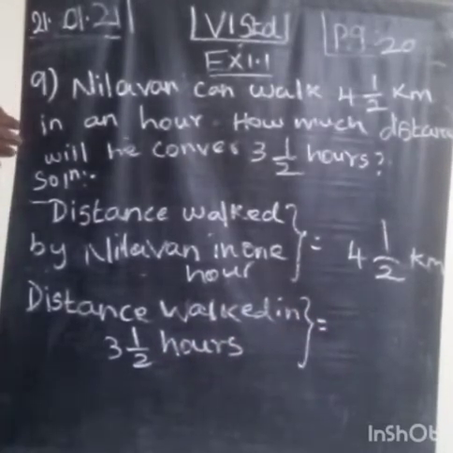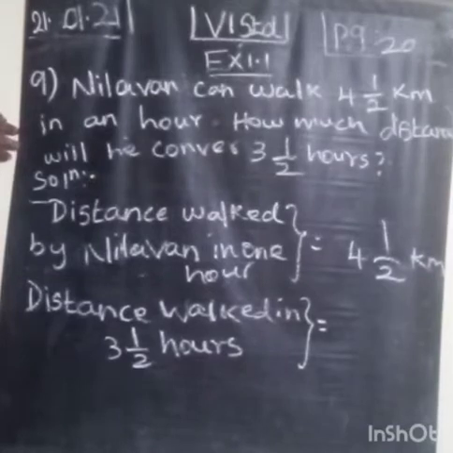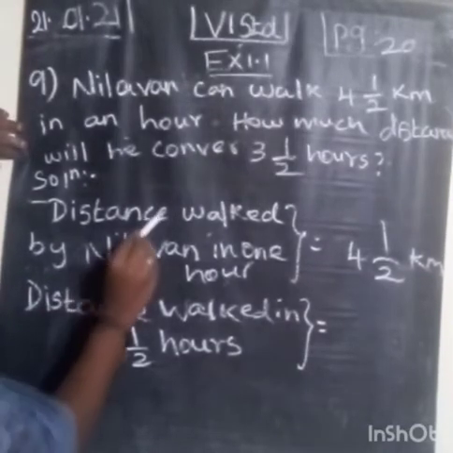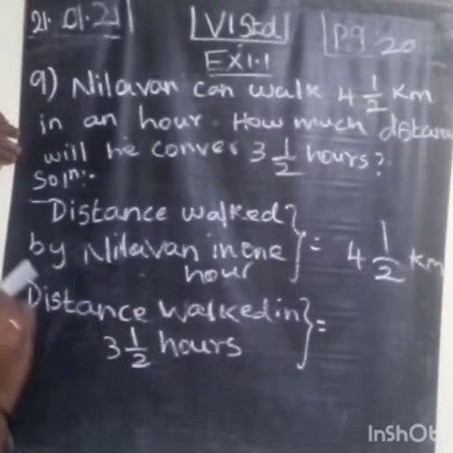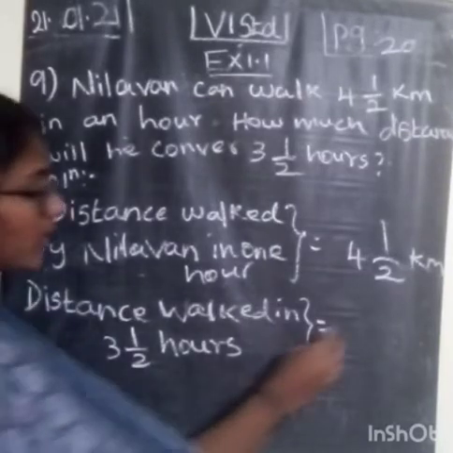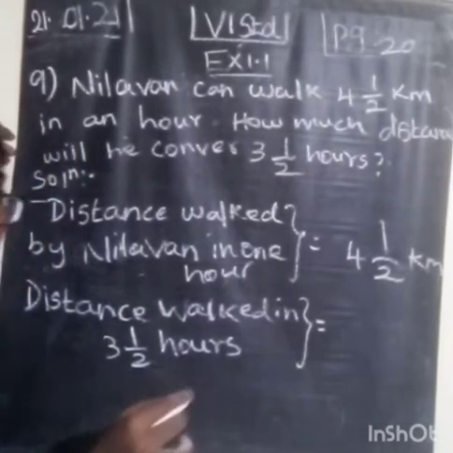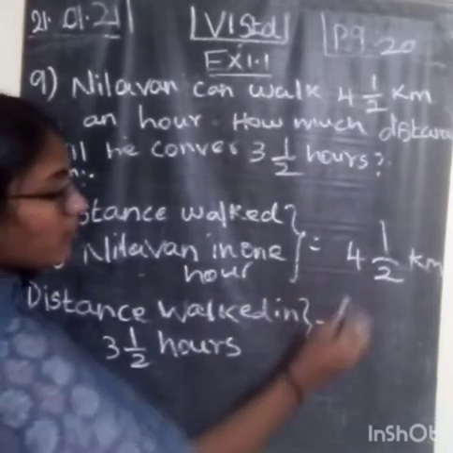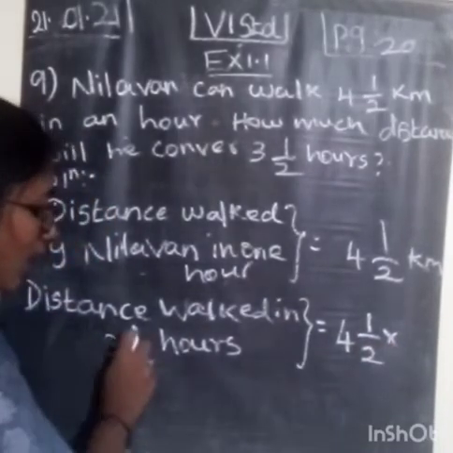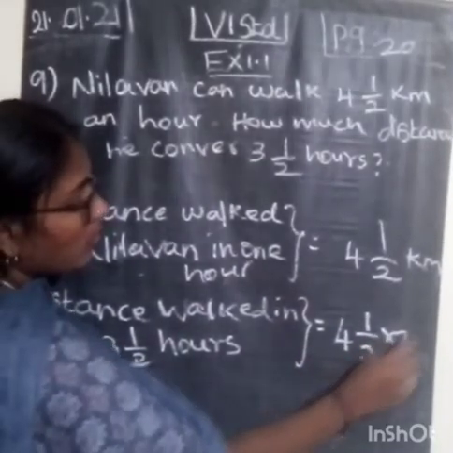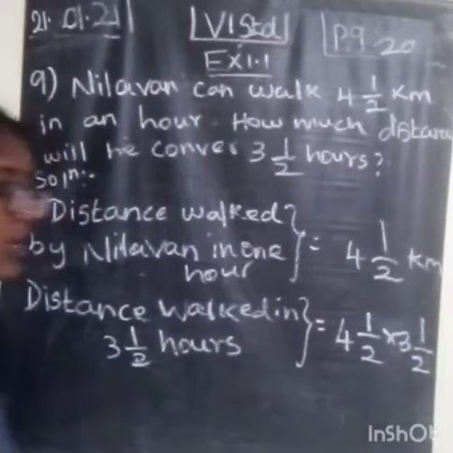Here we are using multiplication. In 1 hour he walked 4 1/2 kilometers. Here we have to find the distance walked in 3.5 hours, so we multiply 4 1/2 by 3 1/2.